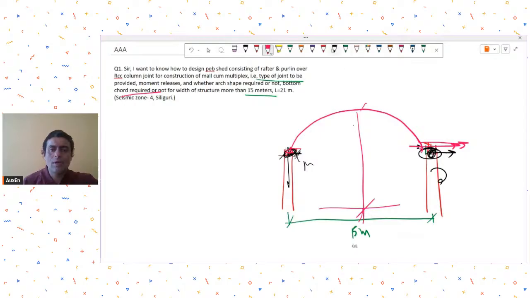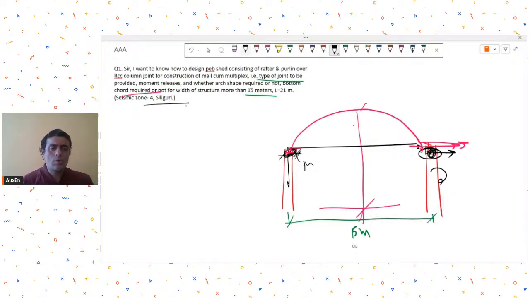Now, with an arch, a bottom tie would not look good. So try avoiding the bottom chord over here. And if you are providing an arch, just stick to the arch shape with a pin support.